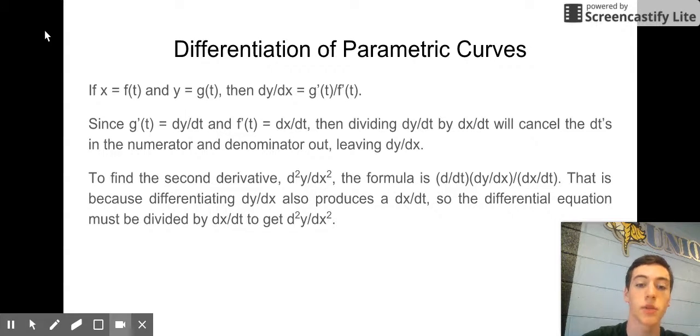Now, to find the second derivative, the formula is d over dt of dy over dx. So you take the derivative with respect to t of the first derivative, and since you're taking it with respect to t, but it's actually dy over dx, that also creates a dx over dt. So to cancel it out, you have to divide it by dx over dt. So once you take the derivative of dy over dx with respect to t, you divide it by dx over dt to find the second derivative.